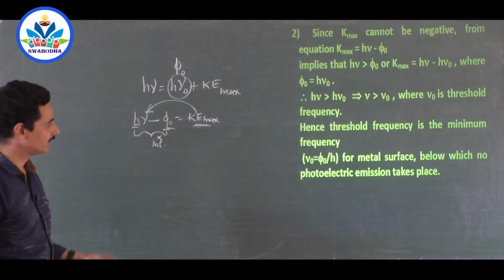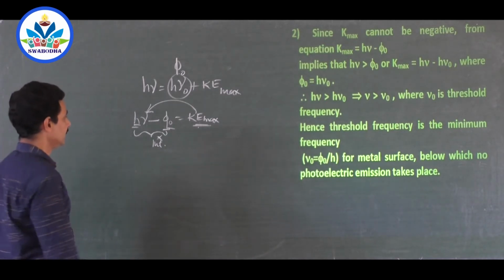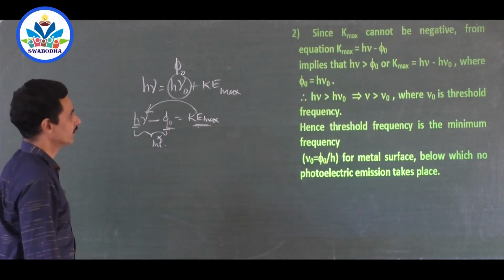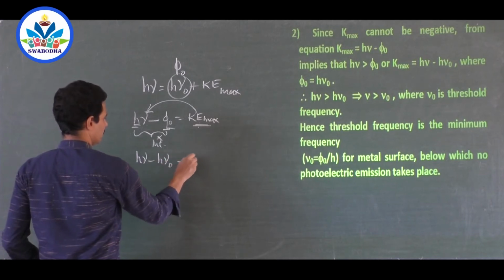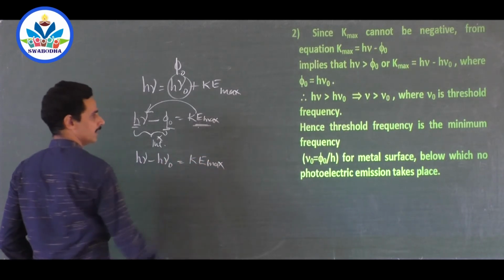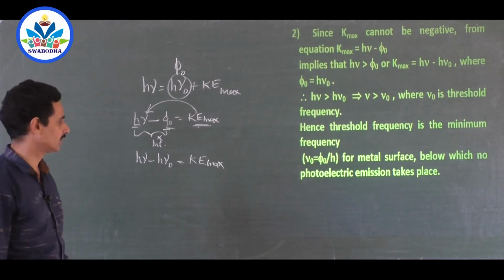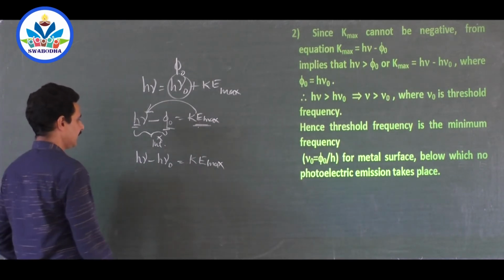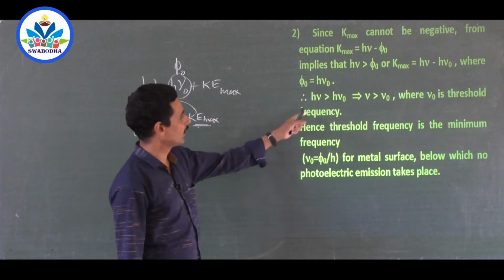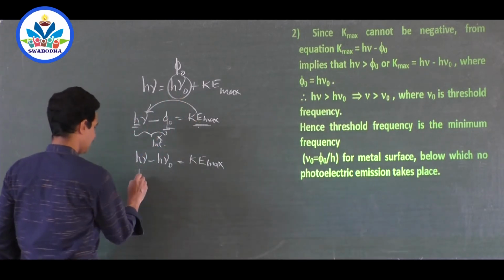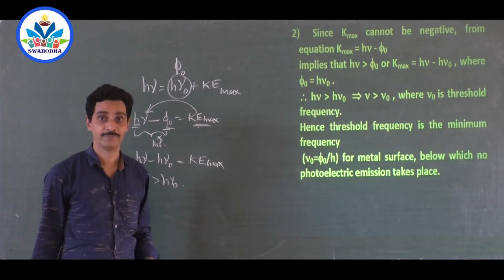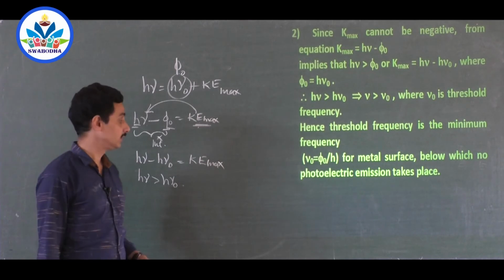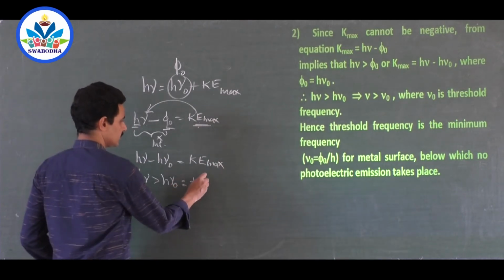Okay, second one. Since kinetic energy maximum cannot be negative from the equation h nu minus phi naught, right? So you can replace this as h nu naught. H nu minus h nu naught is equal to kinetic energy maximum. We will use it like this. And again, h nu is greater than h nu naught. That is, supplied energy is greater than the required energy. That means you are given more money than what is required for traveling. You will travel then. Kinetic energy is positive.